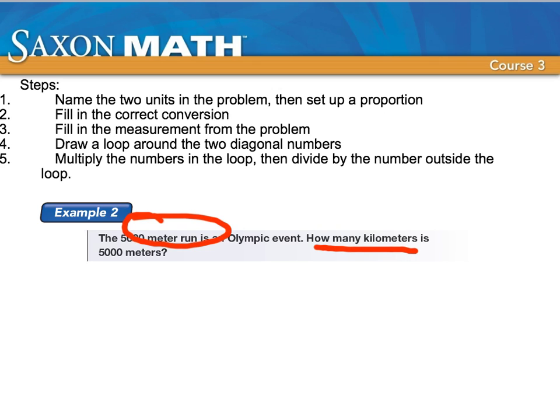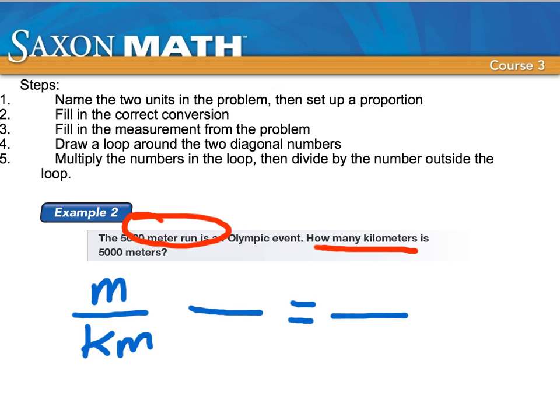So, step 1 still. It says name the 2 units in the problem, then set up a proportion. Well, my units are meters and kilometers. Then I'm going to set up my proportion with my 2 fractions. Fill in the correct conversions. We need to think about how meters and kilometers relate to each other. If you know that conversion, or you can look it up, there are 1,000 meters for every 1 kilometer.